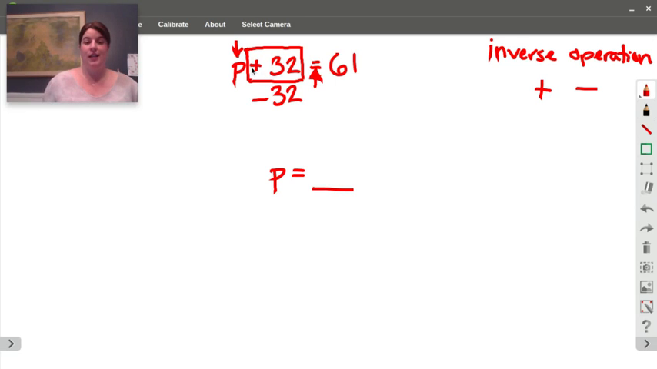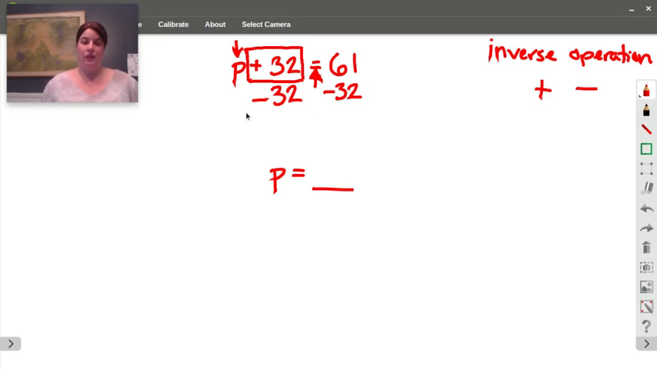Before, everything on this side was equivalent to what was on this side, but now we've messed with what was on this side. So in order to restore that balance that we used to have, we need to also take 32 away from this side of the equation. Okay, so to keep that balance, we need to do whatever we did on this side also on this side.